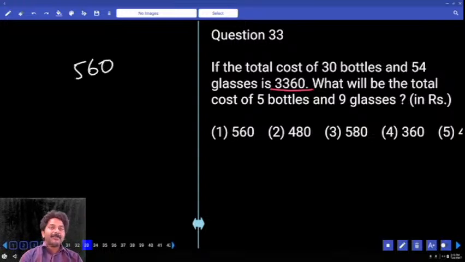560. The same proportionality applies for glasses and bottles. The same reflects even for the answer. If the proportionality is different, the answer is cannot be determined.